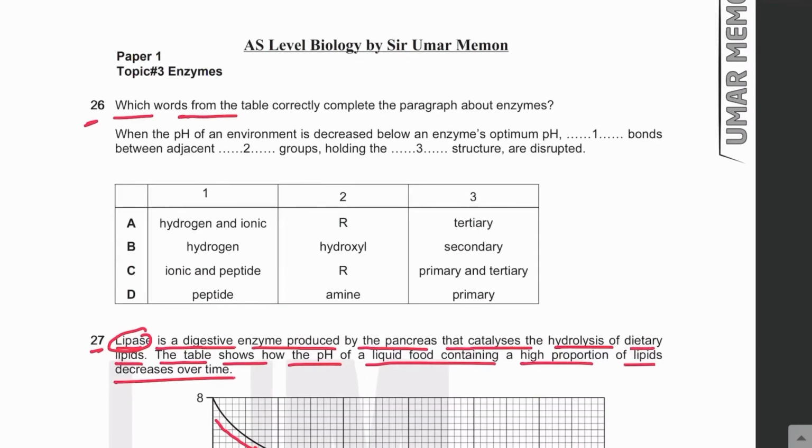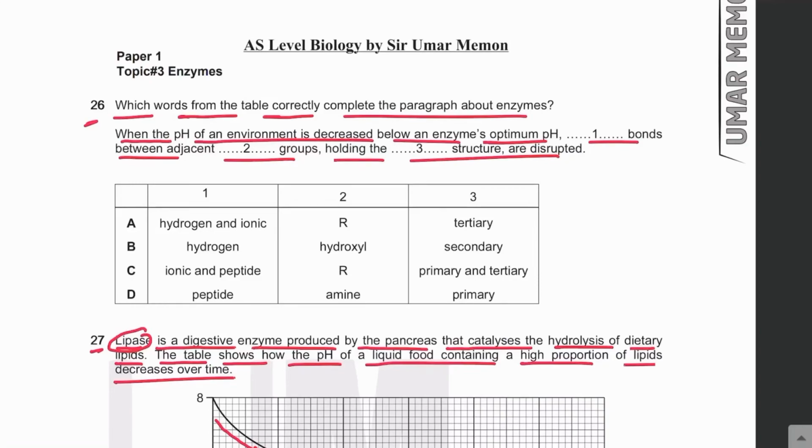Which words from the table correctly complete the paragraph about enzymes? When the pH of an environment is decreased below an enzyme's optimum pH, dash bonds between adjacent dash groups holding the dash structure are disrupted. So guys, whenever a pH is decreased below the enzyme's optimum pH, always remember that hydrogen and ionic bonds are broken, right? Hydrogen and ionic bonds which hold up the tertiary structure of a protein are broken down by changes in pH. So the hydrogen and ionic bonds between adjacent R groups holding the tertiary structure of the enzyme are disrupted. So the answer is A.